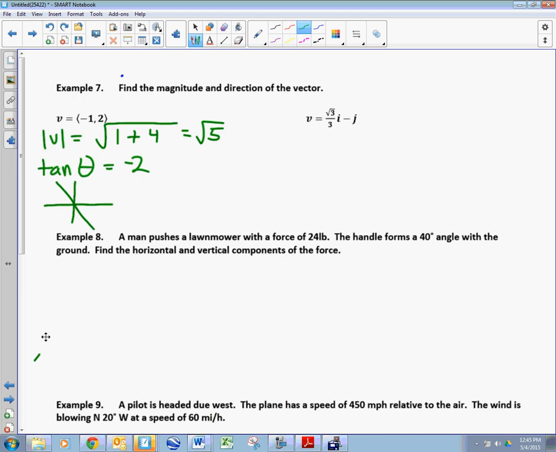Somebody inverse tangent of 2. Okay, 63.43. If it's in the second quadrant, that would mean that theta is equal to 116.57 degrees. So it says the magnitude of the vector is equal to the square root of 5. The direction of the vector is 116.57 degrees.